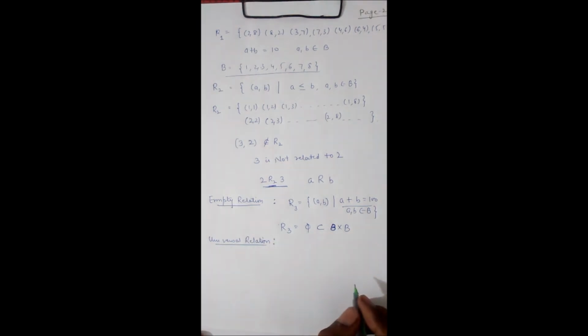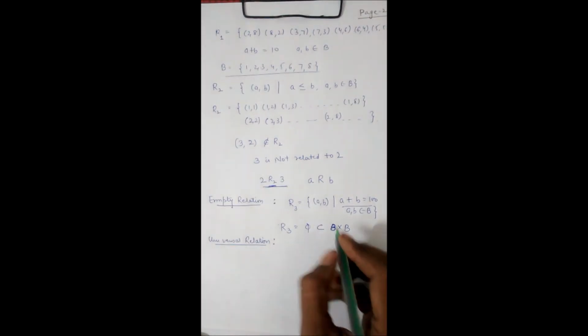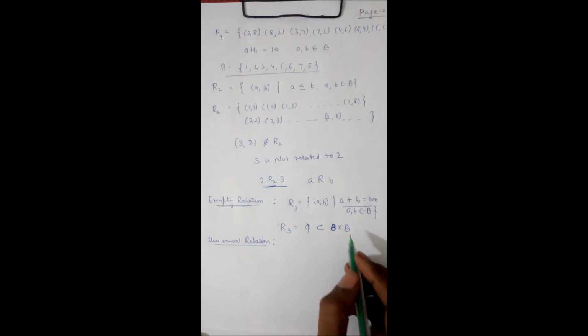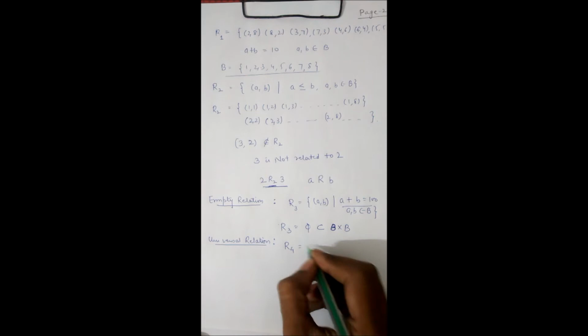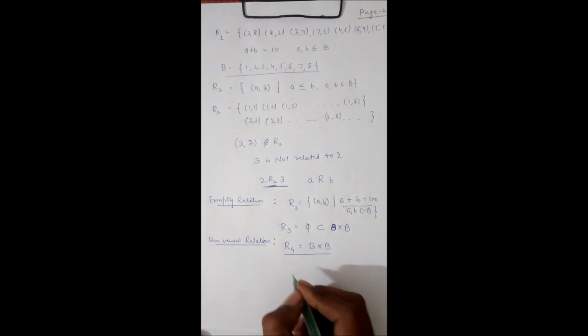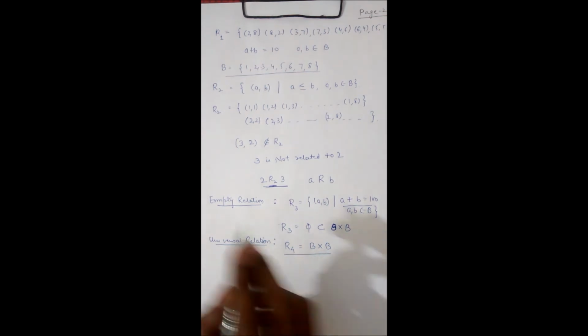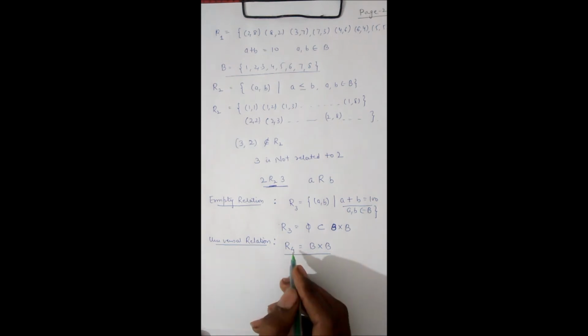There might be some relation which carries all of these elements from B cross B. Like if I have some relation R4 which is equal to B cross B, then my R4 will be a universal relation, because every element of B cross B will be in R4.